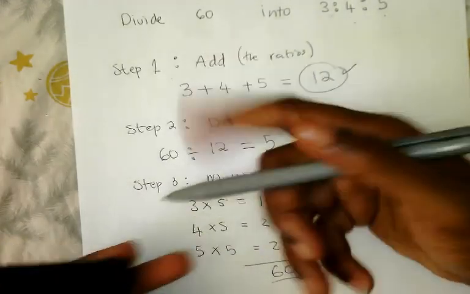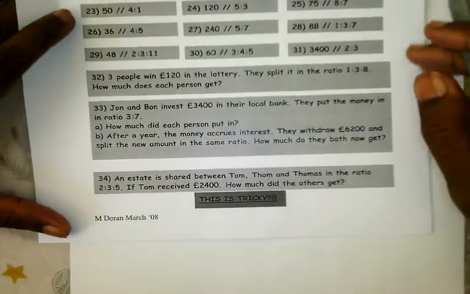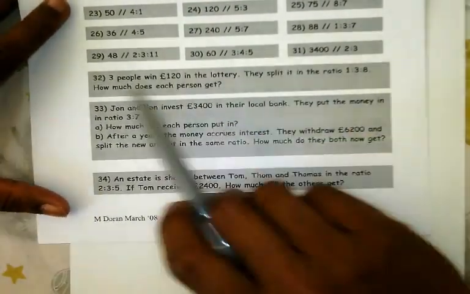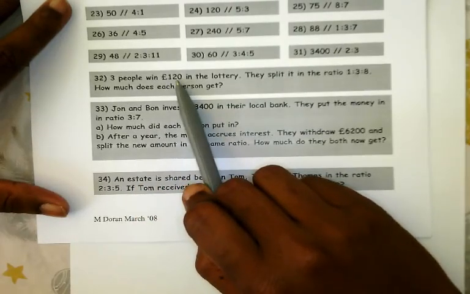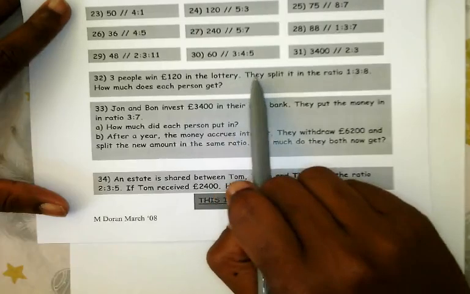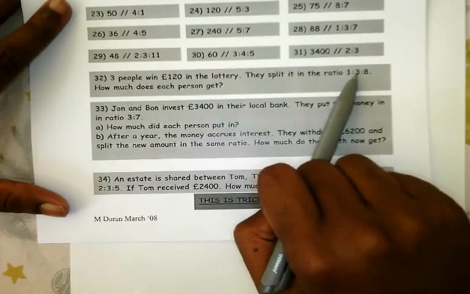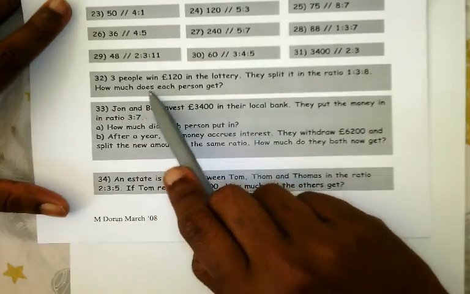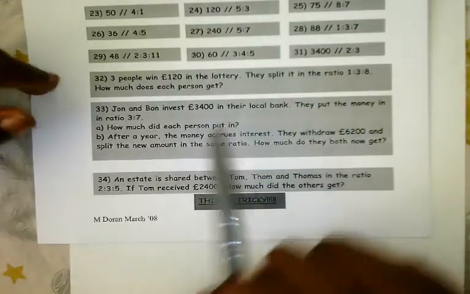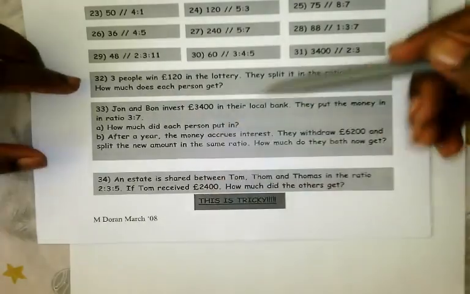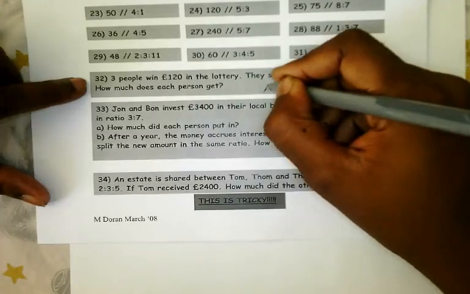So let's read this. These are interesting questions. 3 people win 120 pounds in the lottery. They split the amount they get in the ratio 1:3:8. How much does each person get? I think this one is straightforward. So you can do it using the Adam method.